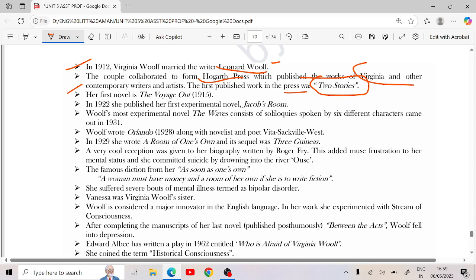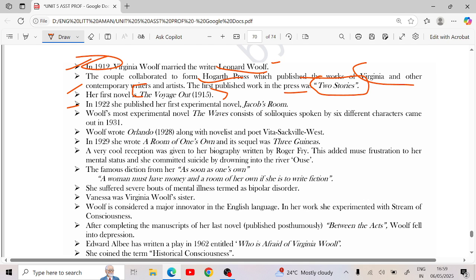Okay, her first novel. What was the name of Virginia Woolf's first novel? So the answer is The Voyage Out, and it was published in 1915. Okay, so you can see she married in 1912, and her work comes after 3 years. Her first novel, The Voyage Out, 1915.